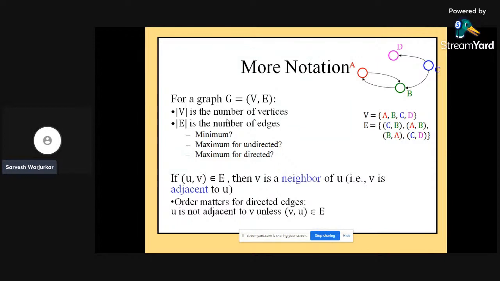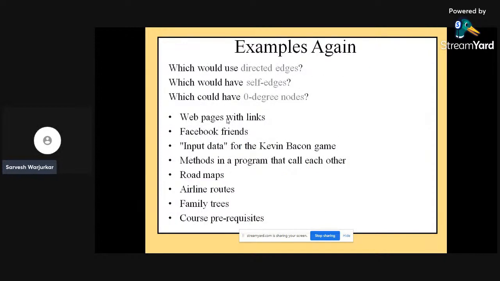Number of vertices, number of edges, that may be the question, and the respective answers will be there as part of the options. From that, you have to choose in a proper sequence and mark the proper answer in the GATE examination.